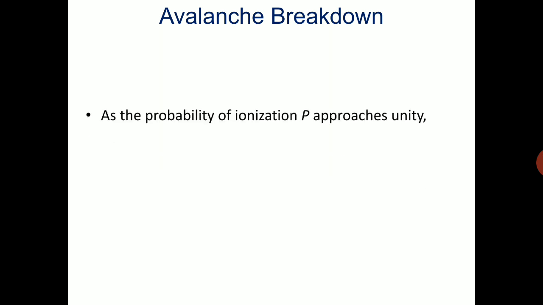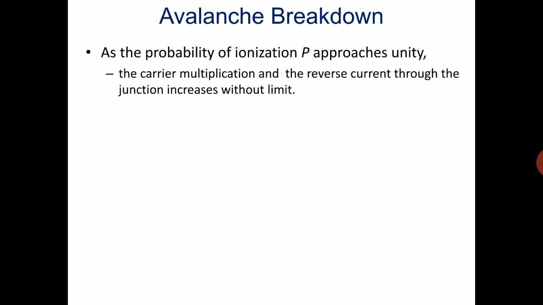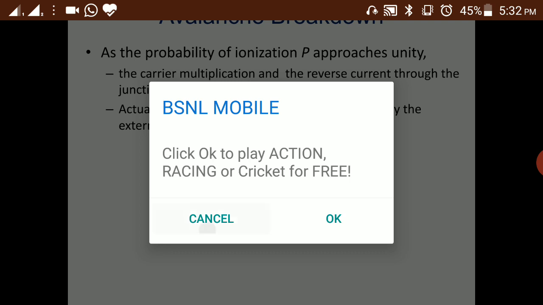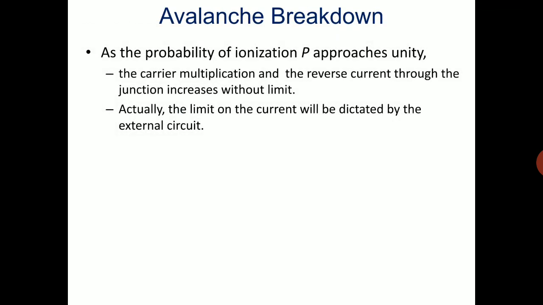So when this p becomes unity, the carrier multiplication and the reverse current through the junction increase without limit. Without limit, there is no control of the reverse saturation current increase. So we should take care of this probability. So p should be less than 1. And we need some external circuit to limit this reverse breakdown current, else our device may get damaged.